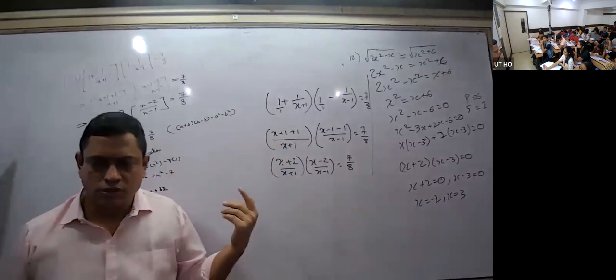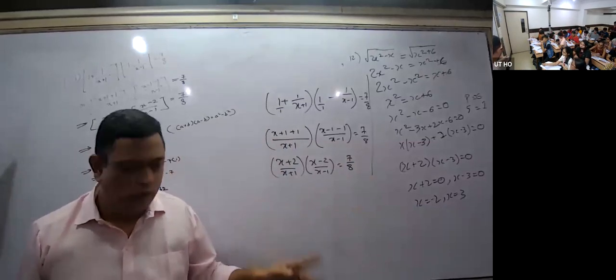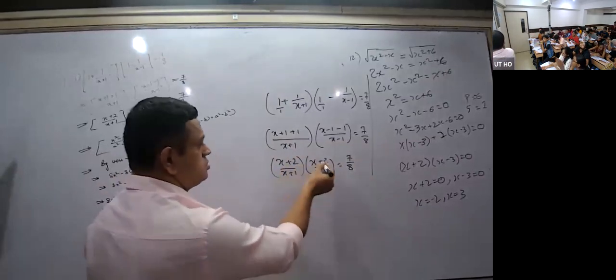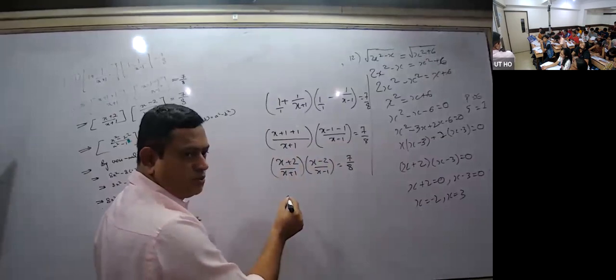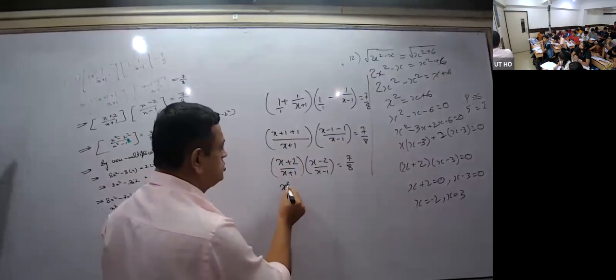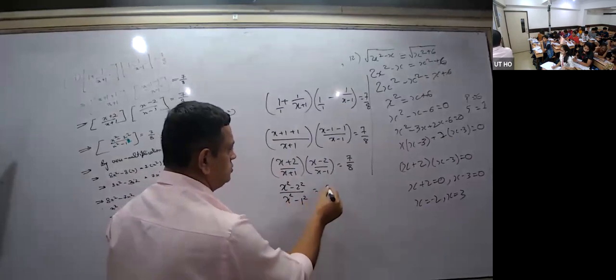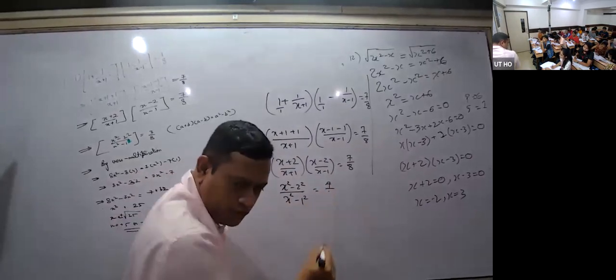Now what is the problem then? After that, we multiply the numerators. This is this into this, x plus b to a minus b, a square minus b square. So x square minus 2 square upon x square minus 1. Okay, now just write it.